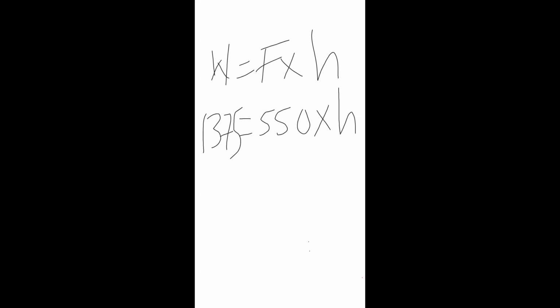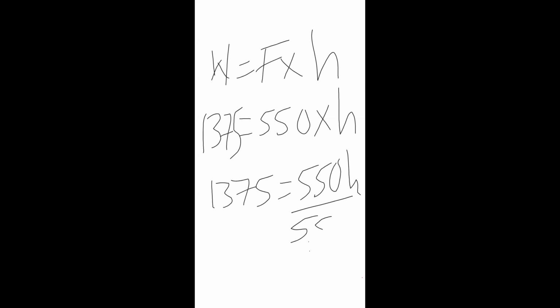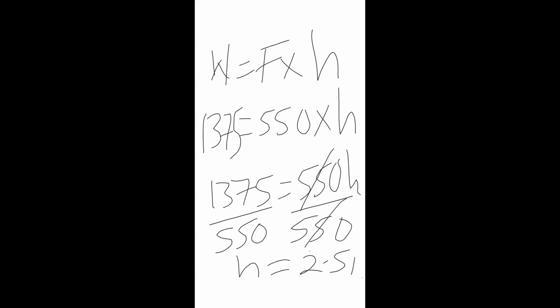So we are going to have 1375 being equal to 550 H. So we divide through by 550. So that means that our H, which is height, is going to be equal to, when you divide these ones, I think we'll be getting 2.5 meters, and that is our height. Okay? Yeah. All right. If you have got it well.